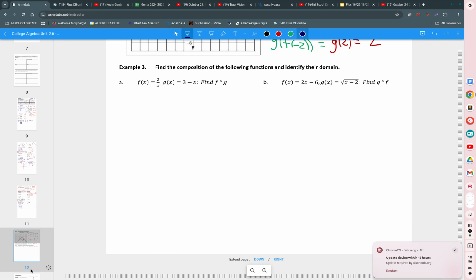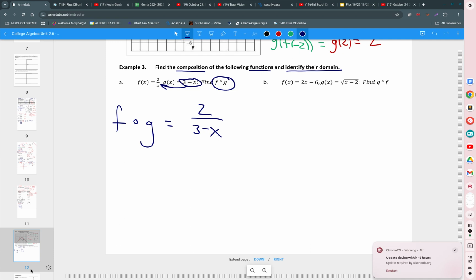Part of your assignment today is going to be to find the composition of the functions and identify their domain. It says to determine f of g. F of g. So I'm going to take g, and where do I put it? Right on over here. So I get f of g is equal to 2 over 3 minus x.